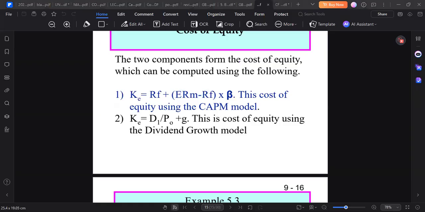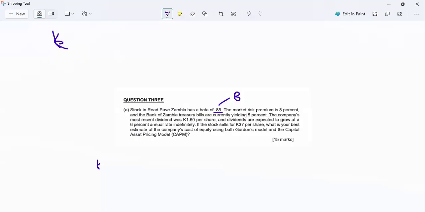So let's go back to identifying what we have now. Okay, so our cost of equity is equal to risk-free rate plus what? Beta times what? Risk premium. So what are we given as our risk-free rate? 5%, which are treasury bills. And our risk premium is what? 8%.